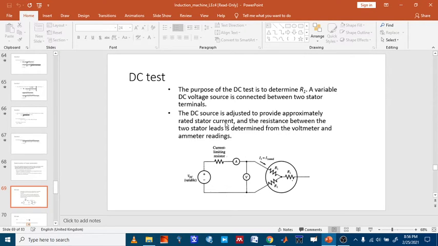The DC source is adjusted to provide approximately rated stator current. We measure the resistance between the two stator leads using the voltmeter and the ammeter. The reading from the voltmeter gives you the voltage, and the reading from the ammeter gives you the current flowing through the stator windings. Therefore, when you divide the recorded voltage value by the recorded current value, that's the stator resistance.